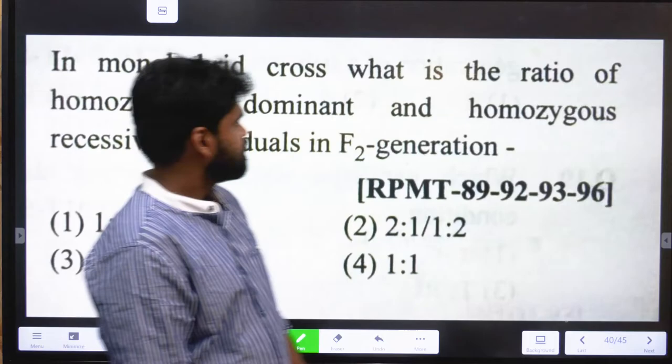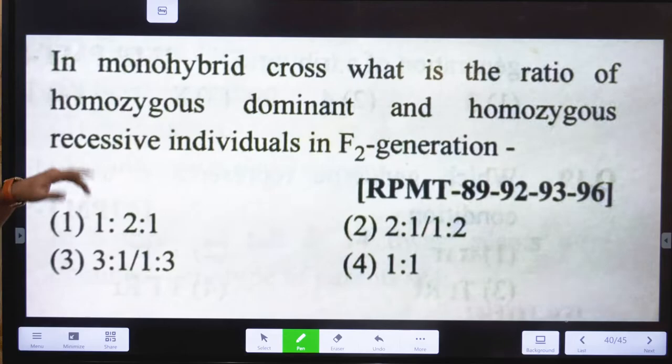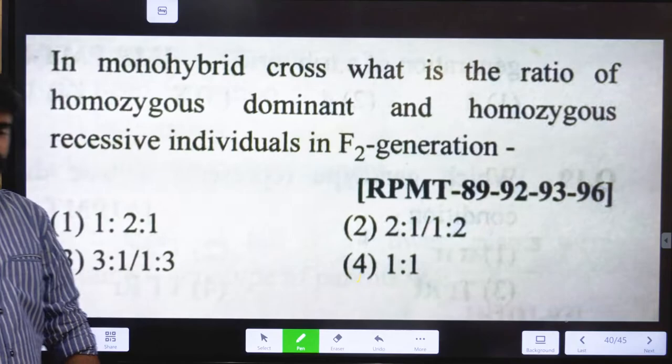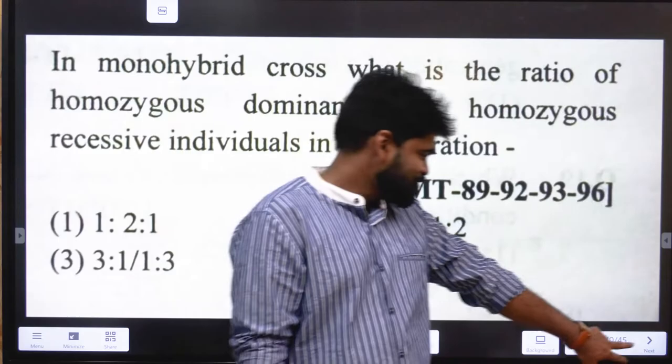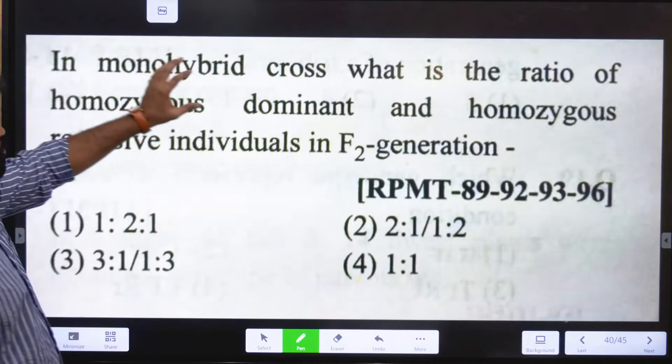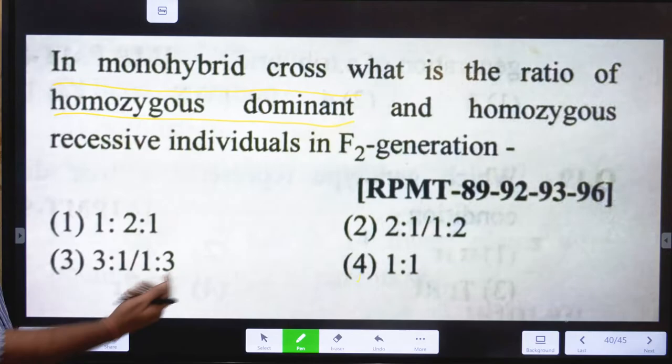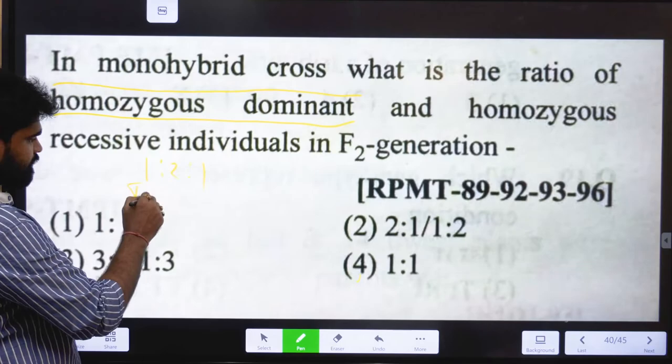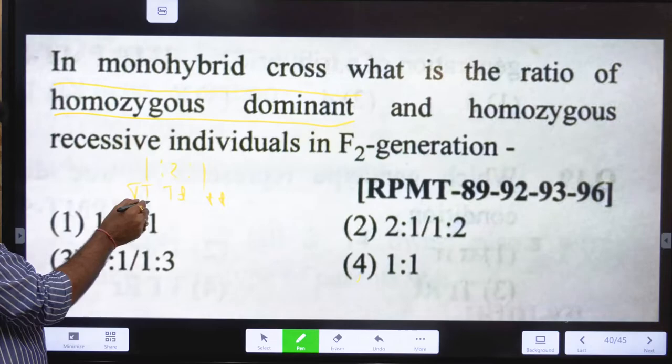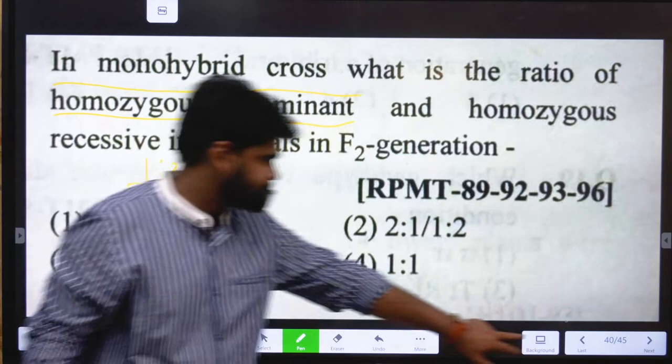In a monohybrid cross, what is the ratio of homozygous dominant and homozygous recessive individuals? 1:1? In a monohybrid cross, what is the ratio of homozygous dominant and homozygous recessive? So what did we get? Capital T capital T, capital T small t, small t small t. They have asked for the homozygous condition. So one homozygous dominant, one homozygous recessive, 1:1. Sure? Online batch, any problem in this question? No, sir. Okay.